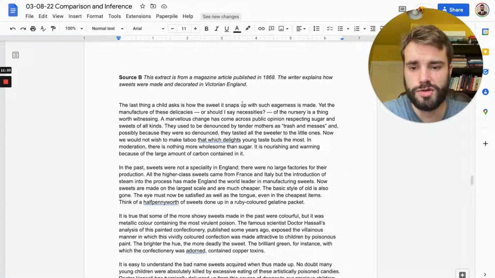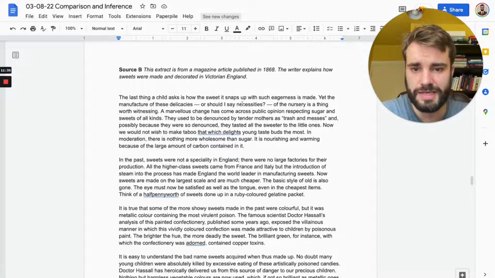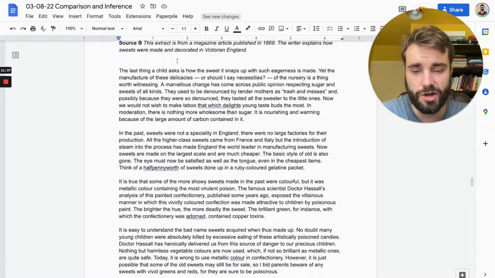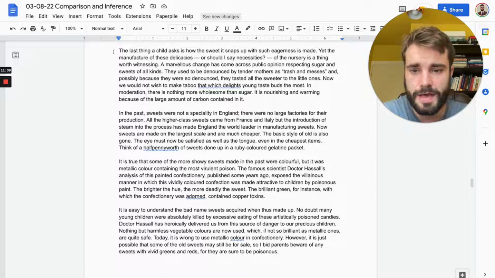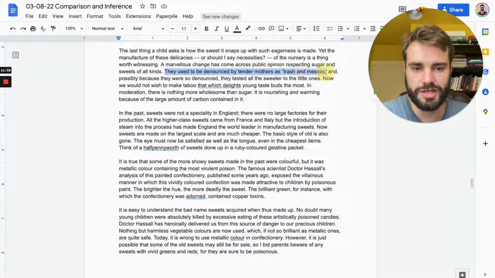Okay, source B. Now remember, you've got to think about the similarities and differences. This is an older text from the 1800s. The last thing a child asks is how the sweet it snaps up with such eagerness is made. Yet the manufacture of these delicacies, or should I say necessities, of the nursery is a thing worth witnessing. A marvellous change has come across public opinion respecting sugar and sweets of all kinds. They used to be denounced by tender mothers as trash and messes, and possibly because they were so denounced, they tasted all the sweeter to the little ones.